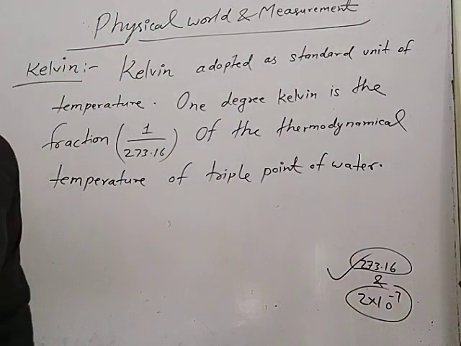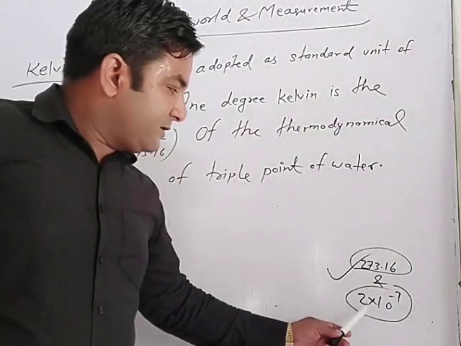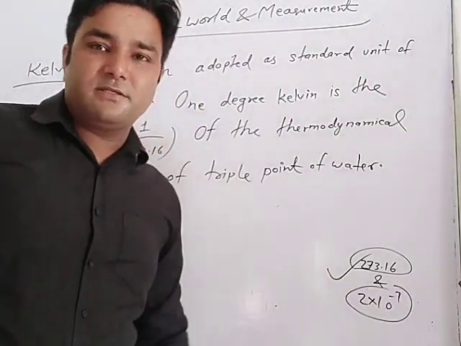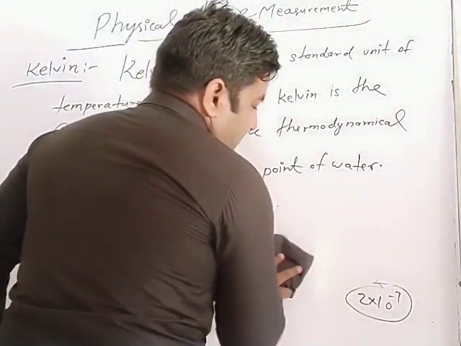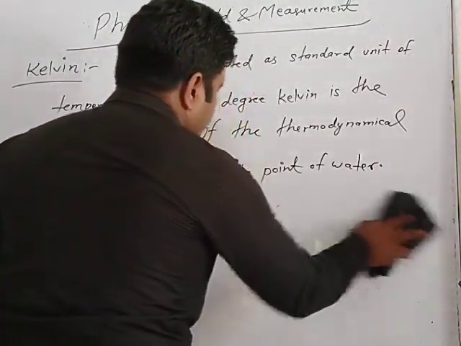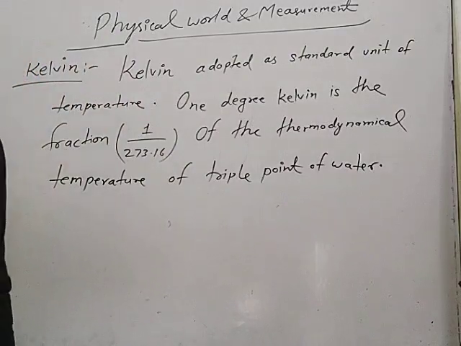Very easy definition. And in the definition of ampere, we will use what? 2 into 10 power minus 7. Just see how the magnitude 2 into 10 power minus 7 is used in the definition of ampere.